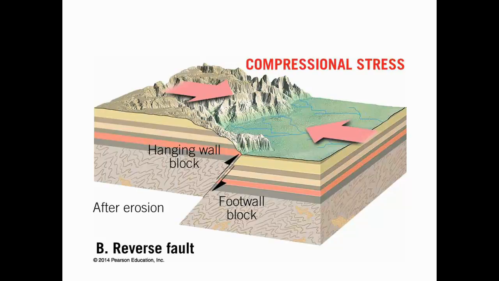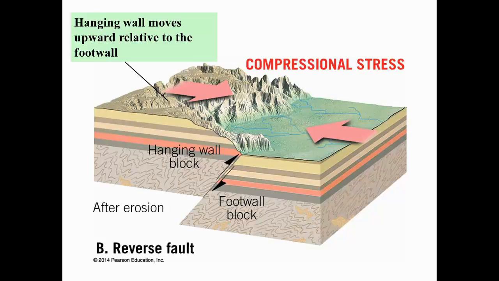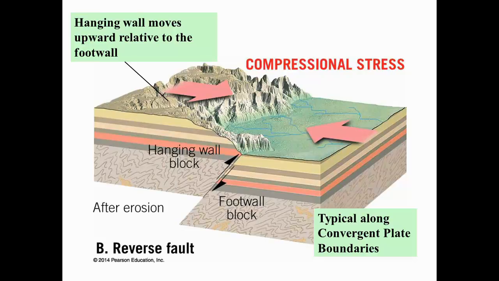Now, unlike tensional stresses, compressional stresses form a different type of fault called a reverse fault. And the reason it's called reverse is because the blocks are moving in directions opposite to that of normal faulting. In this case, the hanging wall moves upward relative to the footwall. And this would be the type of faulting that would be associated with convergent plate boundaries.